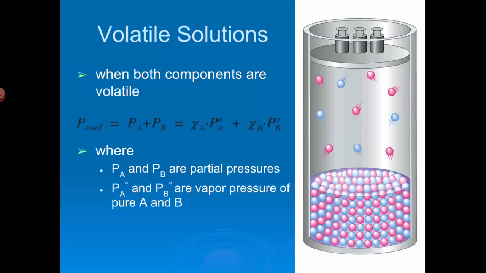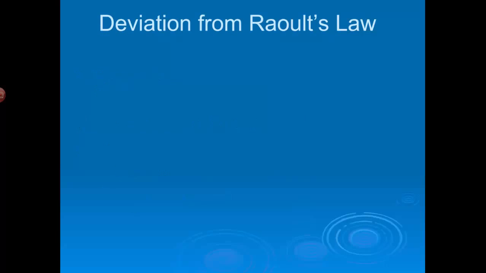If we're dealing with a solution, they're going to affect each other, and so we have to use the mole fraction of A times the pure vapor pressure of A at this temperature, and the mole fraction of B times the pure vapor pressure of B at this temperature. PA and PB are the partial pressures of these particular components. And with the degree signs, that's the vapor pressure of pure A and pure B if they were never mixed.